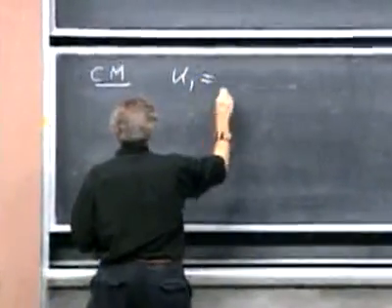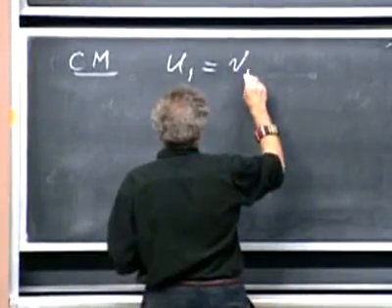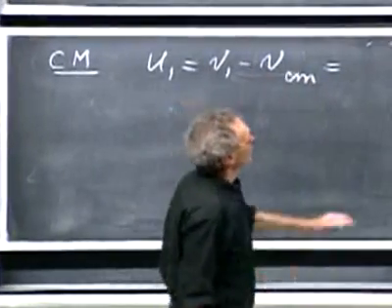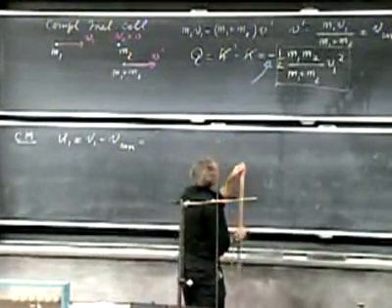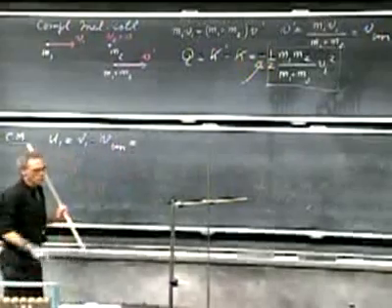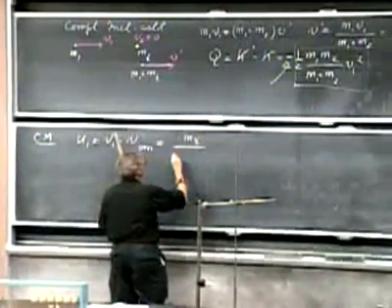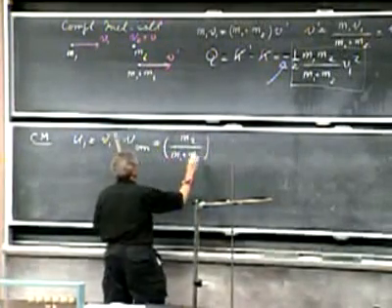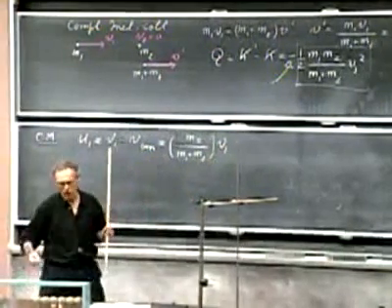So we go to the center of mass frame. We first have to calculate what U1 is. Well, U1 equals V1 minus V center of mass. And we know what V center of mass is. It's right there. And if you do the subtraction, which is by no means difficult, you will find M2 divided by M1 plus M2 times V1. And you check that, I hope.